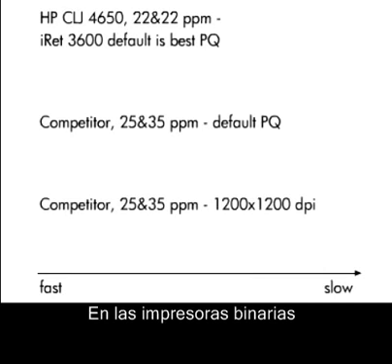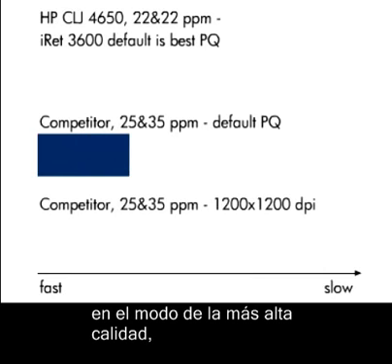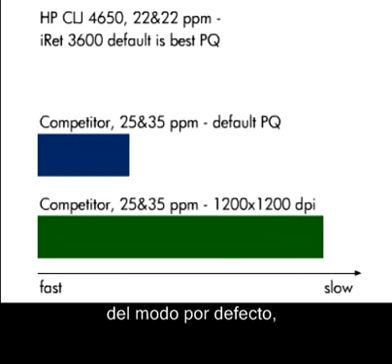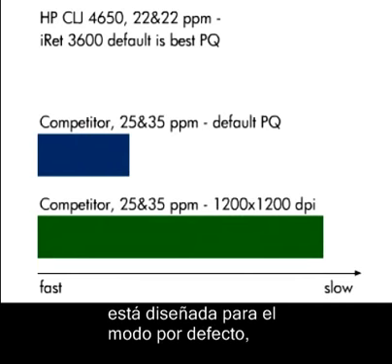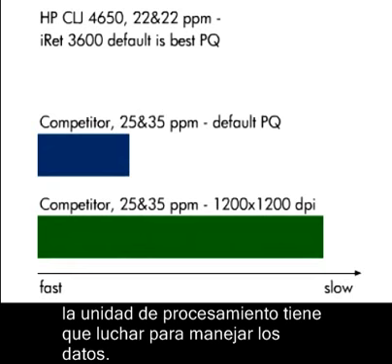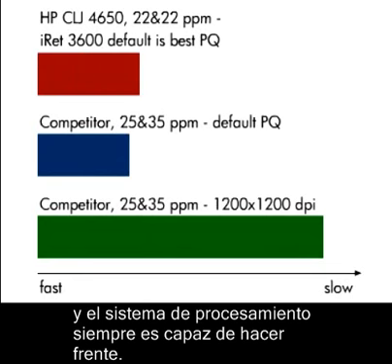On binary printers, there are significant performance penalties when printing in the highest quality mode. Performance can be half or worse of the speed of default mode. That is because the printer processing system is tuned for the default mode, and when you switch to best quality, the processing system has to struggle to handle the quadrupled data. HP's ImageRET has only one print mode, and the processing system is always able to cope.